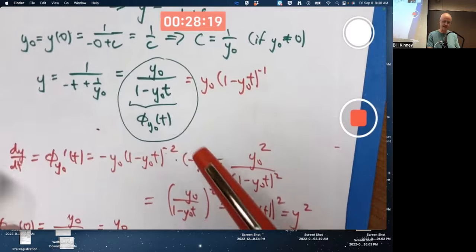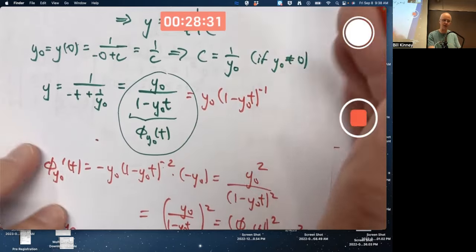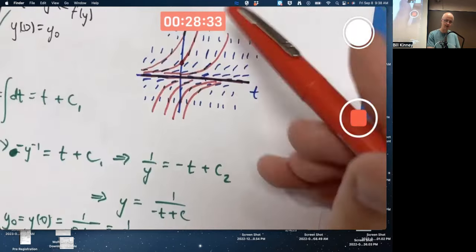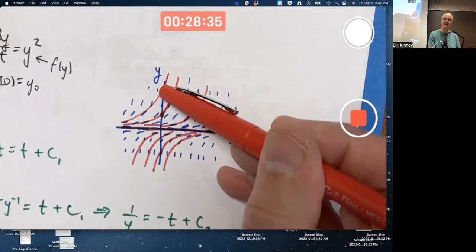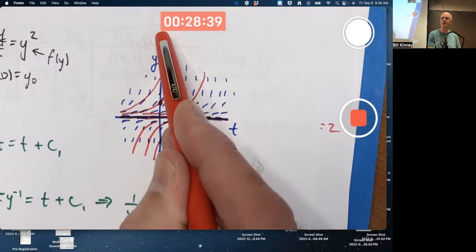And in general, actually, this has got a vertical asymptote where the bottom is 0, which is at 1 over y naught. And as y naught gets bigger, that gets smaller. The vertical asymptote, if y naught is large, like in this case, occurs very quickly. This reaches a vertical asymptote very quickly.